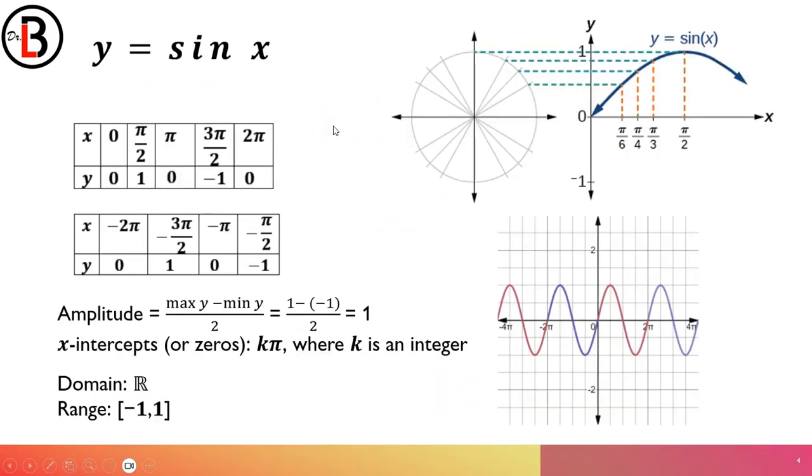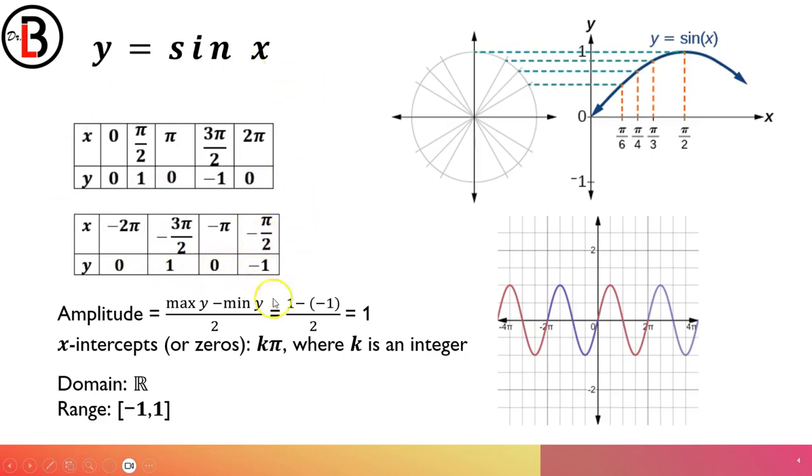Let's go to the basic sine wave. For the function y equals sine of x, the x values here represent the quadrantal angles 0, pi over 2, pi, 3 pi over 2, and 2 pi. The y values for this one are 0, 1, 0, negative 1, and 0. And for negative 2 pi, negative 3 pi over 2, negative pi, and negative pi over 2, the corresponding y values are 0, 1, 0, negative 1.